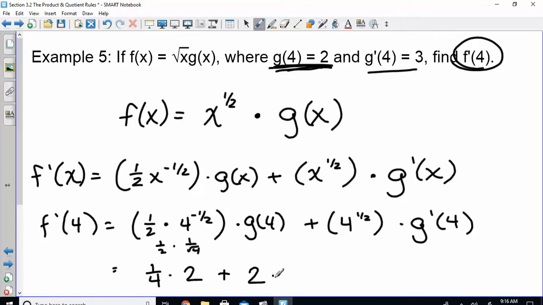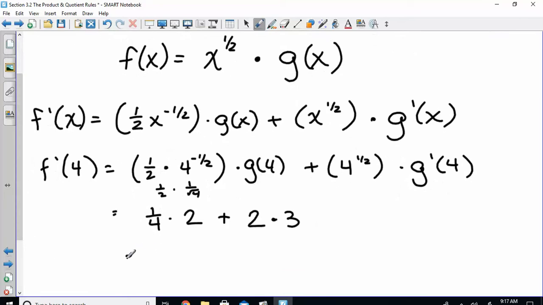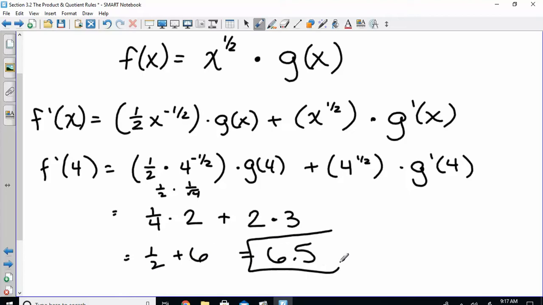Plus 4 to the 1/2 just means the square root of 4, which is 2, times g prime of 4, which is 3. So 1/4 times 2 would be 1/2, plus 6, we get 6.5. So this one we had no choice but to use the product rule because I didn't give you the actual function. I just gave you the information and kind of required you to take this route. All right. So that's the product rule.